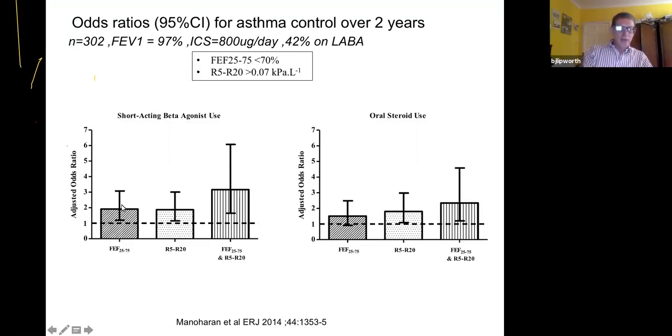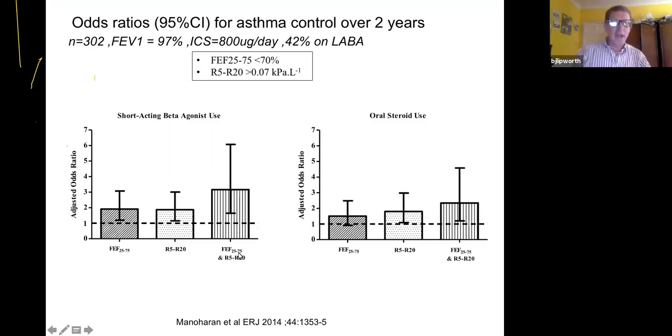When you look at the FEF2575, you can see that patients with a value of less than 70% predicted had a twofold increased likelihood of salbutamol use over that 2 year period. And by the same token, patients with an R5-R20 more than 0.07 kilopascals also had an odds ratio of 2 for salbutamol use over that period. And then when you combine the two, you can see the odds ratio steps up to 3. So that's why I think you should use spirometry and airway oscillometry in combination. You can't use one or the other in isolation. I think they're both useful together.